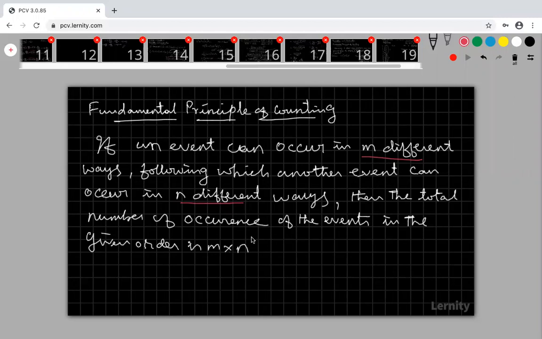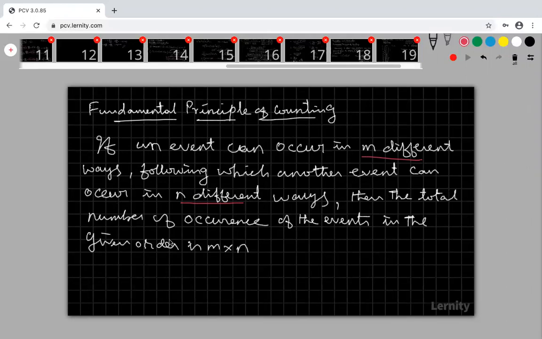So that means finding a two-digit number means finding the ones place is one event, and finding the tens place is another event. My ones place is occurring in m ways and the tens place is occurring in n different ways. Therefore, my total number of ways is equal to m into n. We'll discuss some problems and you will get an idea. So look at the problem, first one.